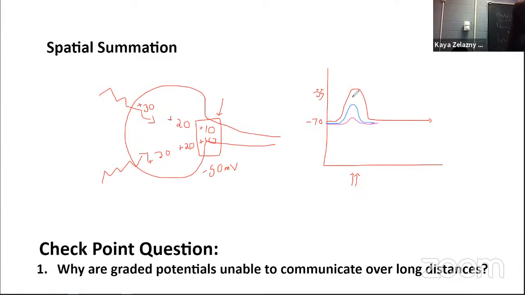Further questions about temporal and spatial summation? Because I know that this can be kind of tricky to wrap your mind around. We'll do more practice questions on this next time.